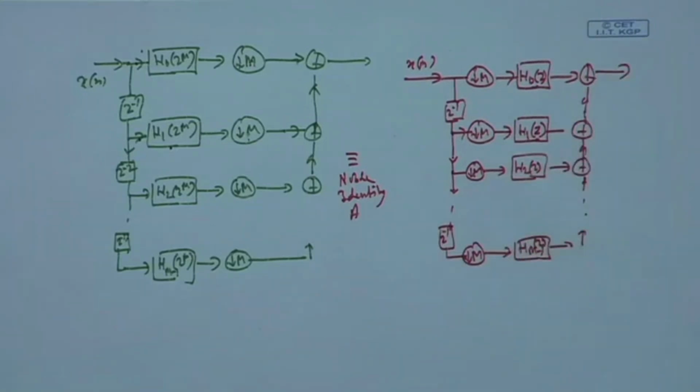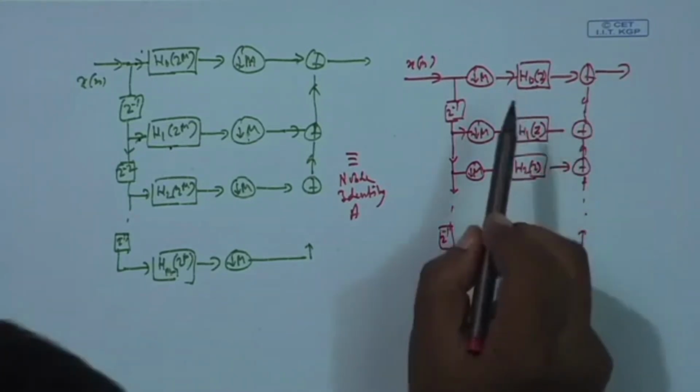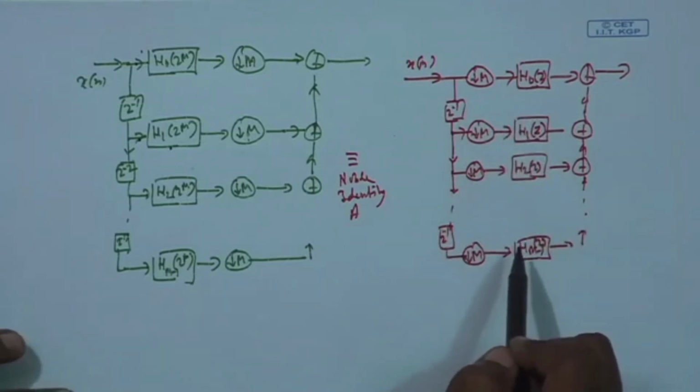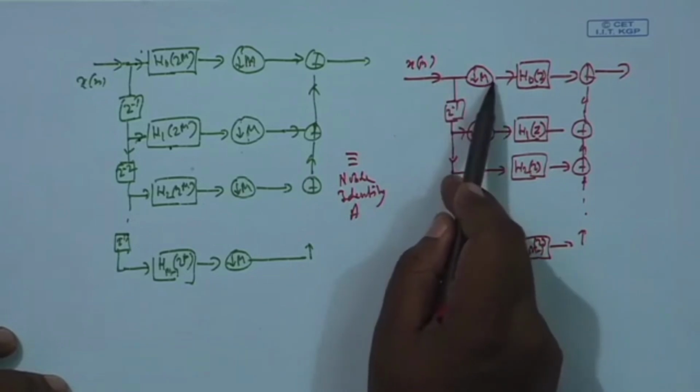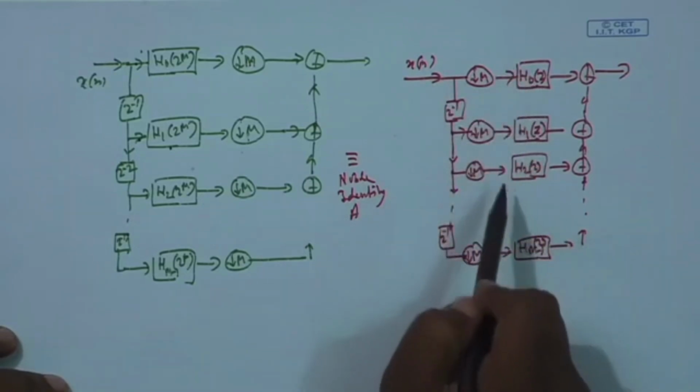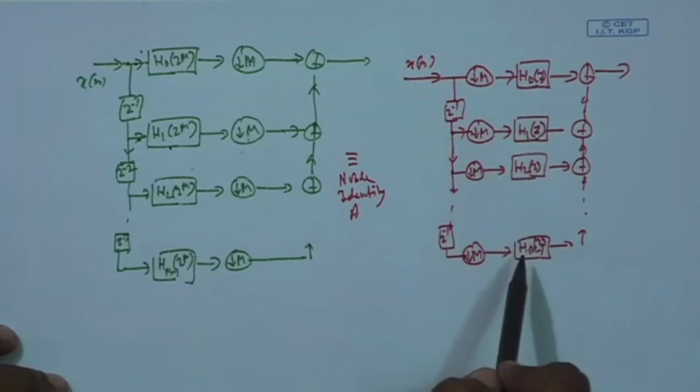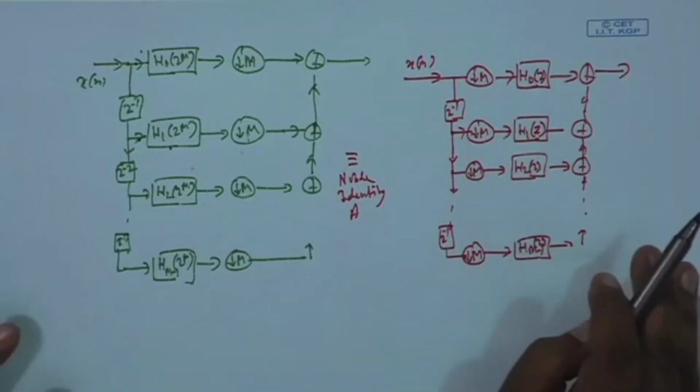What will be this structure? What is the advantage of this structure? These filters are working at a lower clock rate, sampling rate, because the sampling rate has first been brought down by m. So now the clock is m times slower, and the filter is working at a slower rate. So, it is less costly.